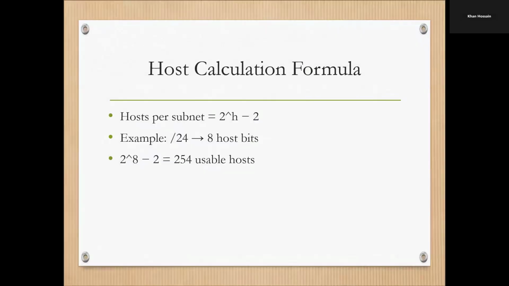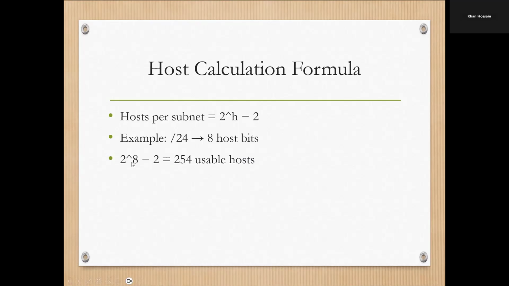Host calculation formula: hosts per subnet equals 2 to the power of host bits, minus 2. As an example, whenever you see /24, that equals 8 host bits. So 2 to the power 8 minus 2 equals 254 usable hosts.